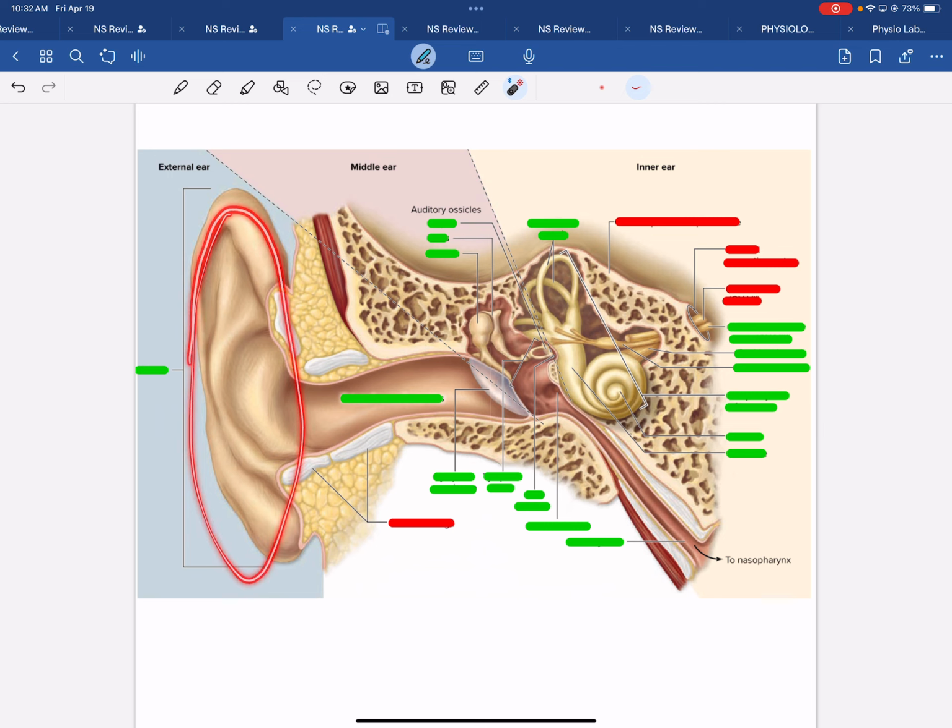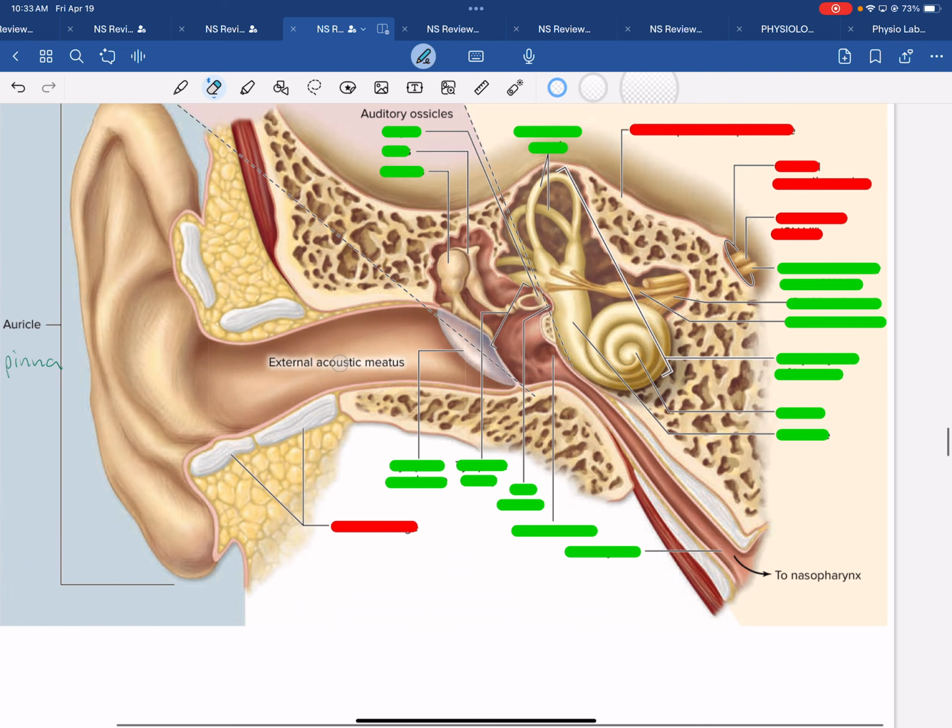The outer ear has this thing. What is this? Good, the auricle. What's another name for it? It's also called the pinna. Okay, so just do auricle then. What's the function of the auricle? Direct the sound waves. Good. To collect and direct the sound waves to the what? External acoustic canal. Good.